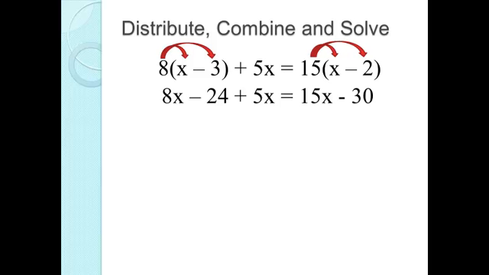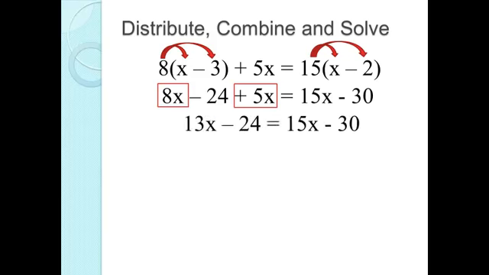Next, you must check to see if there's anything you can combine together on either sides of the equal sign. On the left-hand side, you can combine together 8x and positive 5x. 8x plus 5x gives you 13x. We now have 13x minus 24 equals 15x minus 30. Now there is nothing left that we can combine together on either side of the equal sign.